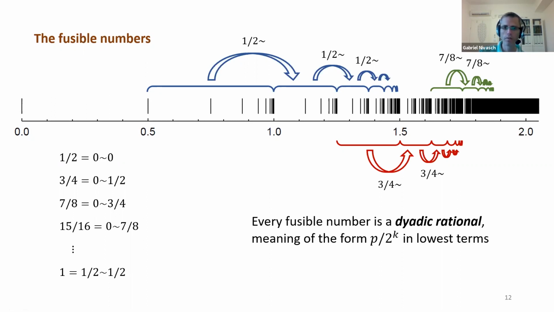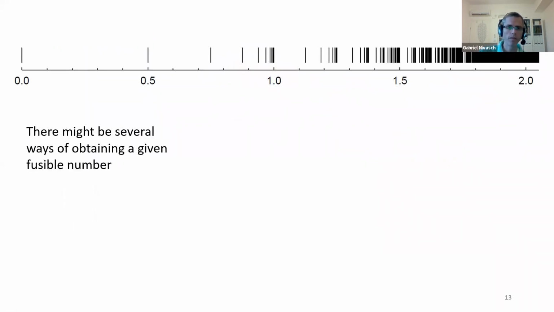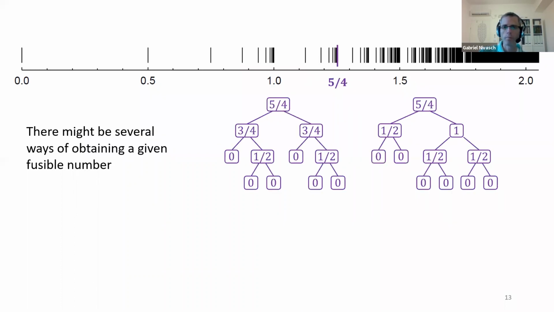So every fusible number is a dyadic rational, meaning a fraction whose denominator is a power of 2. And there might be several ways of obtaining a given fusible number. For example, for 5/4, there are these two different ways of obtaining it.